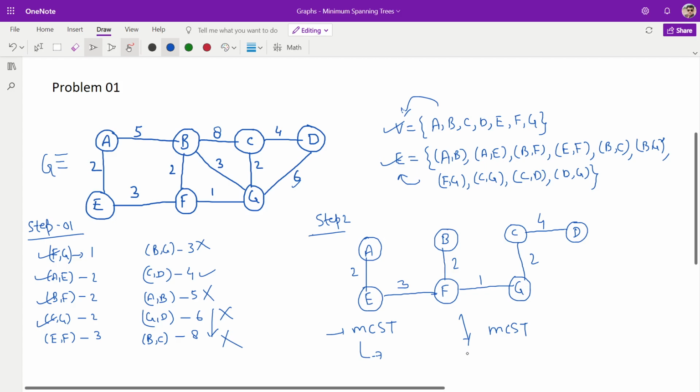And what will be the cost? The cost of this particular tree will be the addition of all these edge weights. So 2 plus 3 plus 2 plus 1 plus 2 plus 4. This will be the cost of this spanning tree. So this is the minimum cost spanning tree that we have obtained with this cost. I hope you have understood how to use Kruskal's algorithm to solve this problem. With this we now come to the end of this short session.